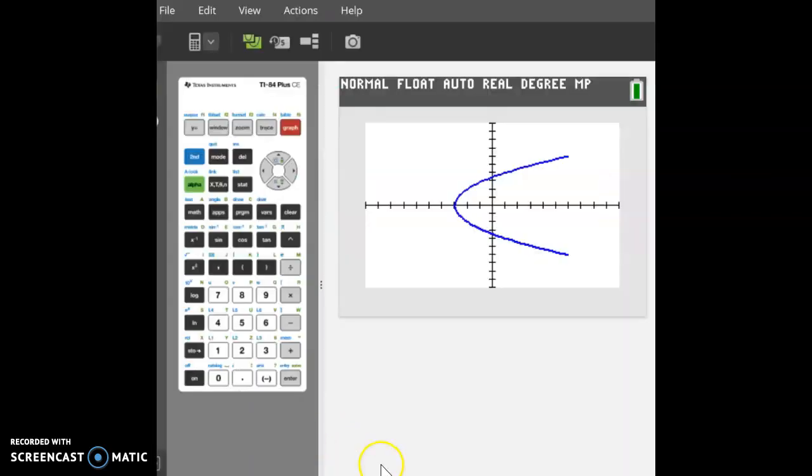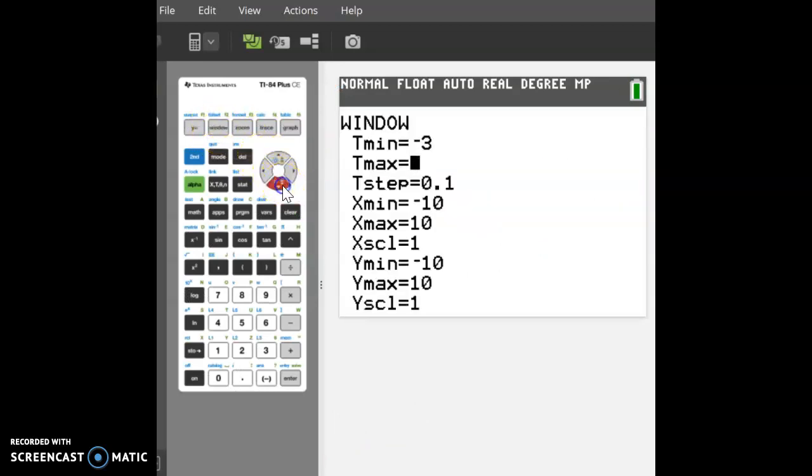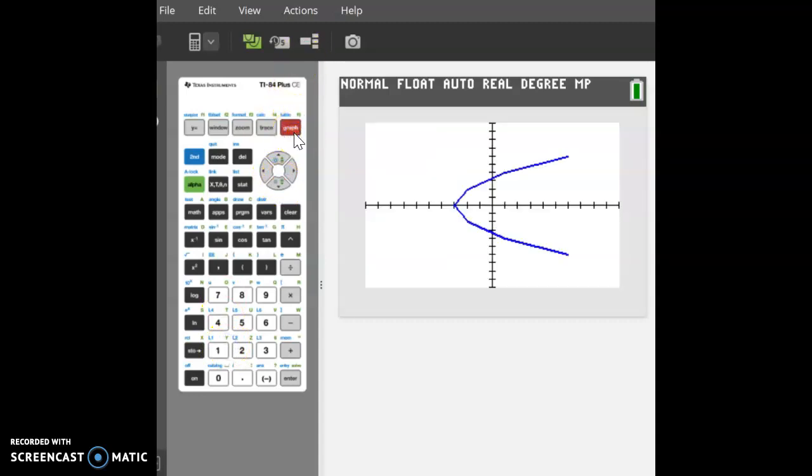We can show that idea here if we go to our T-step and let's say we just do it every 1. Let's see what the graph does. Look how it's not nearly as smooth. It's just connecting point to point and not drawing all those smooth points in between.